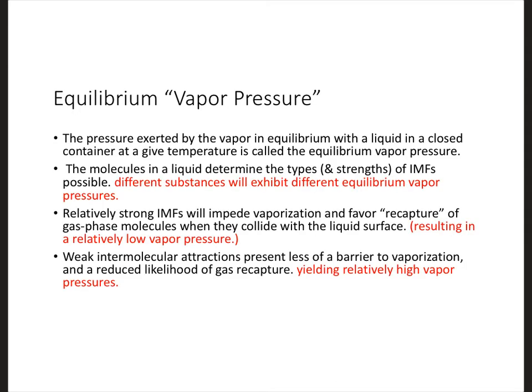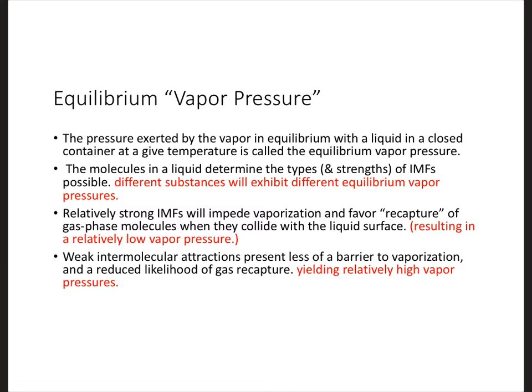So there's a relationship between the intermolecular forces and the ability for molecules in a liquid to go into the gas phase, in order to go from a liquid to a vapor. So vapor pressure is another way of describing that transition from a liquid to a gas, from a liquid to a vapor. So formally, vapor pressure is known as the pressure exerted by the vapor that's in equilibrium with a liquid in a closed container at a given temperature.